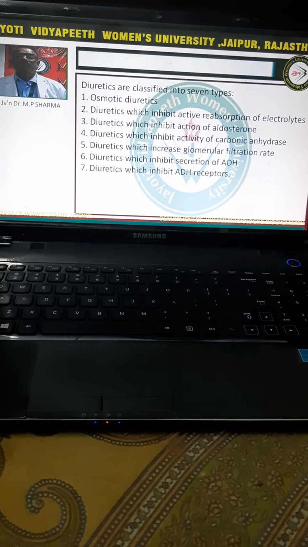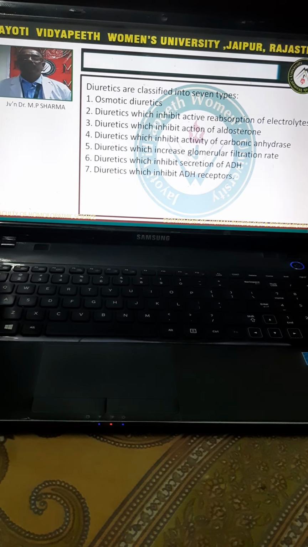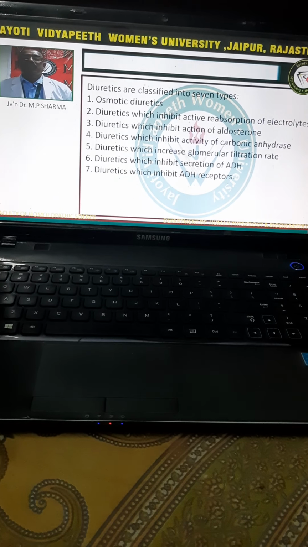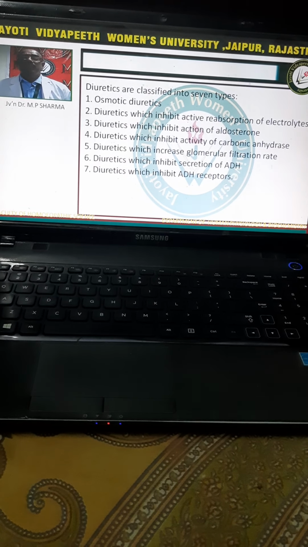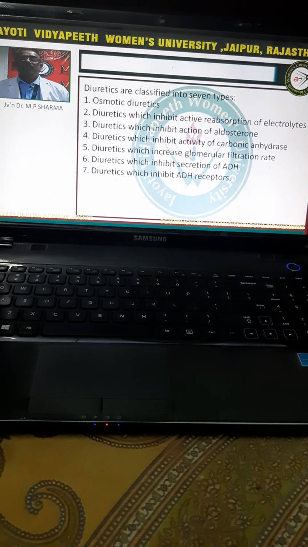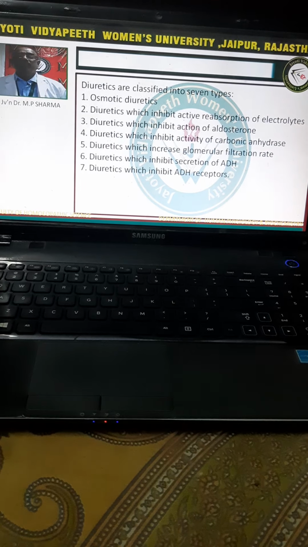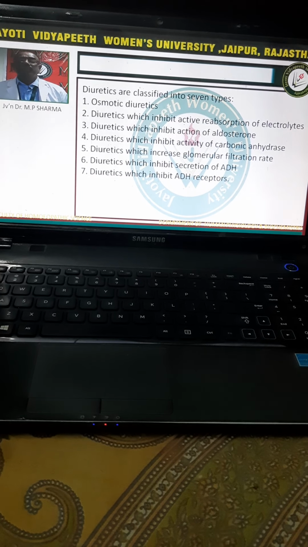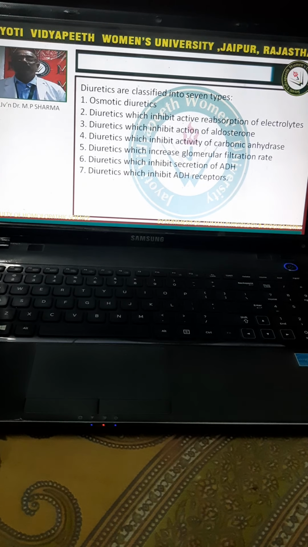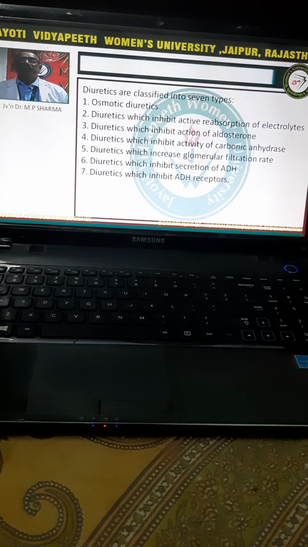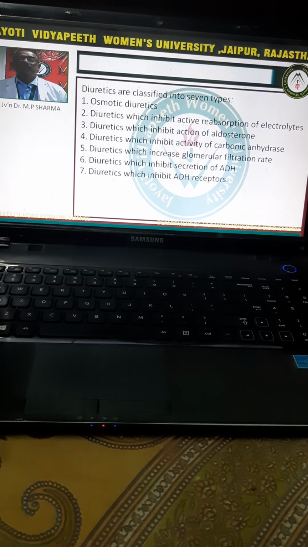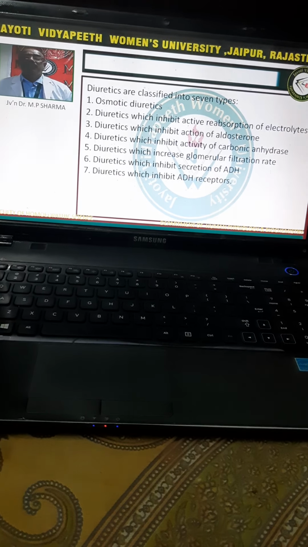Diuretics are classified into 7 types: osmotic diuretics, diuretics which inhibit active reabsorption of electrolytes, diuretics which inhibit the action of aldosterone, diuretics which inhibit the activity of carbonic anhydrase, diuretics which affect glomerular filtration rate, diuretics which affect secretion of ADH, and diuretics which inhibit ADH receptor.